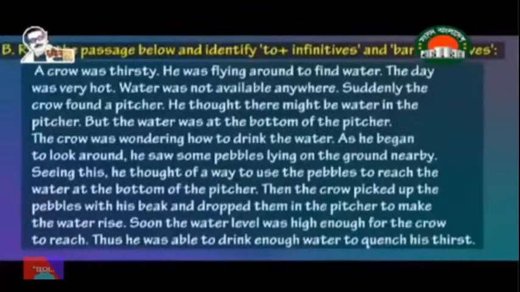And what are they? Well, let's quickly look at them. Here they are. The first line, the crow was thirsty. From the next line, we have, yes, to find. This is our infinitive. Then after that, we have to drink. Next one, to look, to use, to reach, to make, to reach, to drink, and the final one, to quench. So it was a nice practice from you. We will skip practice C for our homework.